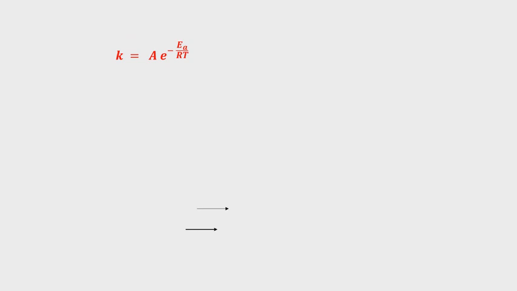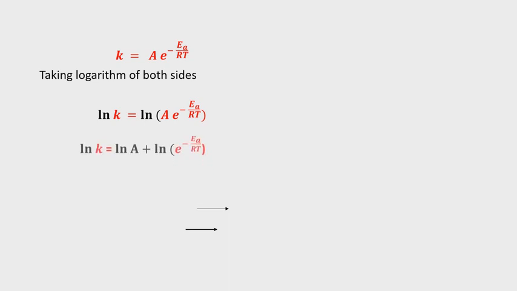See here, students. k equal to A into e power minus Ea by RT. It is the Arrhenius equation. Already we have seen it in an earlier slide. Taking logarithm of both sides, that means apply the logarithm. What will happen? ln k equal to ln of A into e power minus Ea by RT. Next, ln k equal to ln A plus ln e power minus Ea by RT.